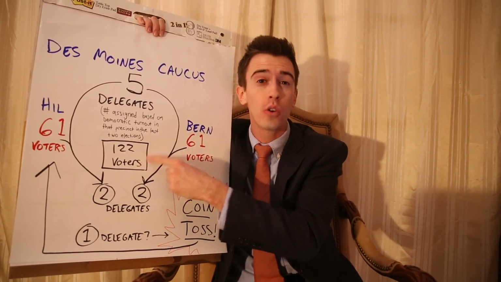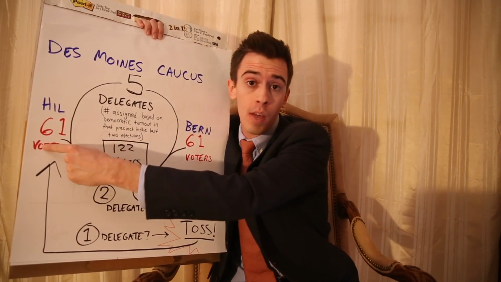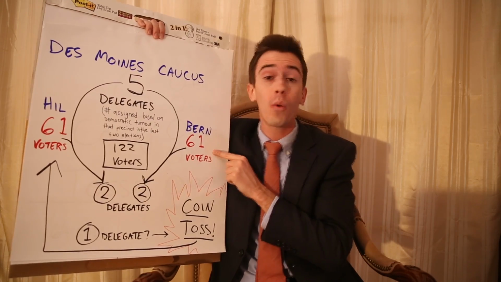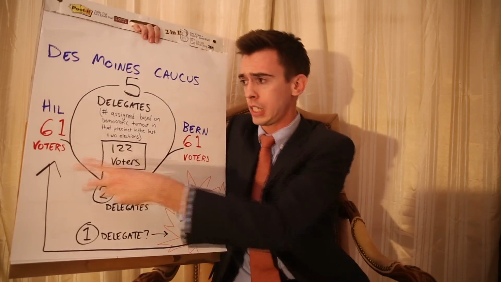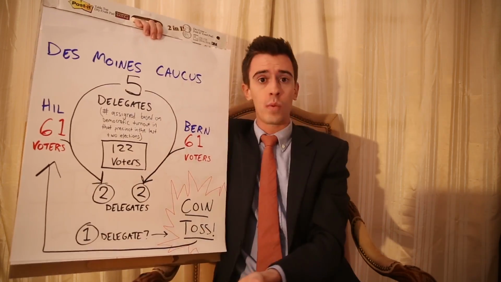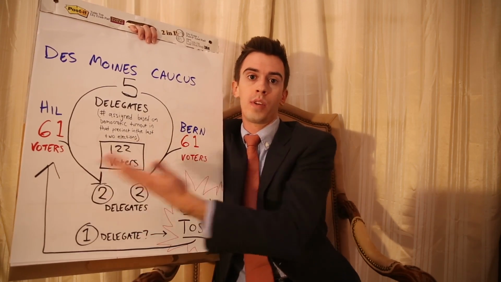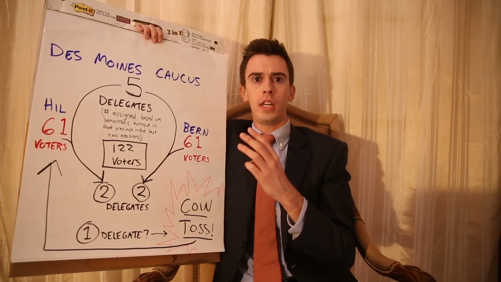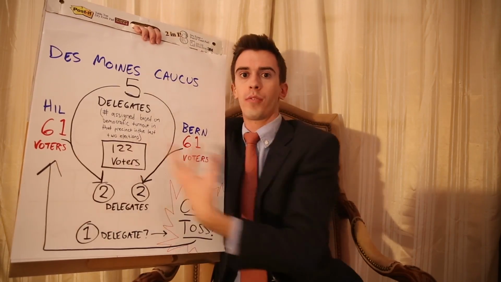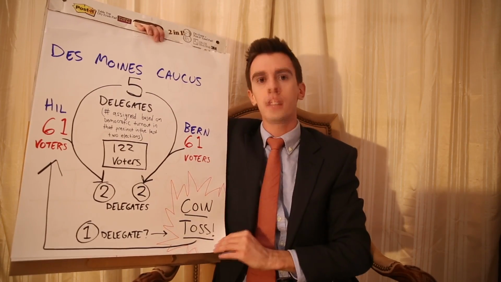Now 122 voters showed up to this voting location. 61 of them went to the Hillary corner, 61 of them went to the Bernie corner. Bernie got 2 delegates and Hillary got 2 delegates. So then how do we decide the last delegate? Obviously a coin toss. 61 people want Hillary, 61 people want Bernie. 3 delegate equivalents go to one and 2 delegate equivalents go to the other, because democracy.